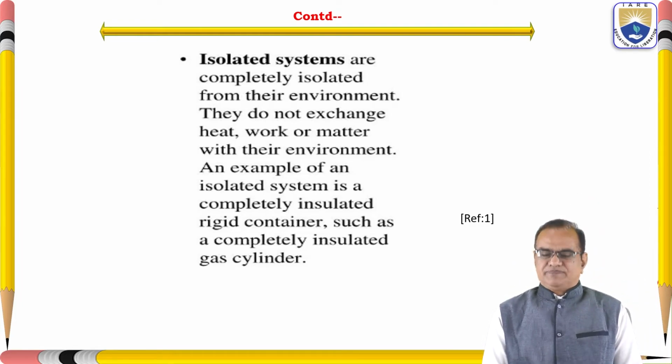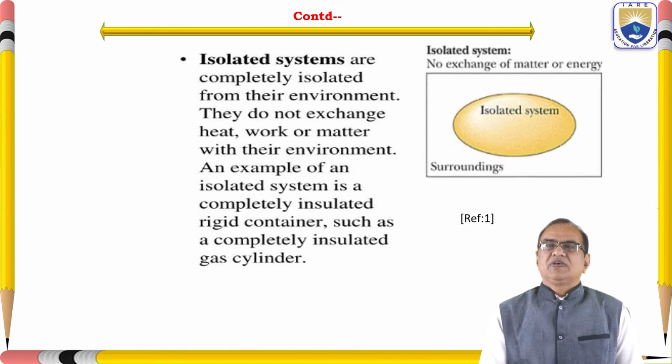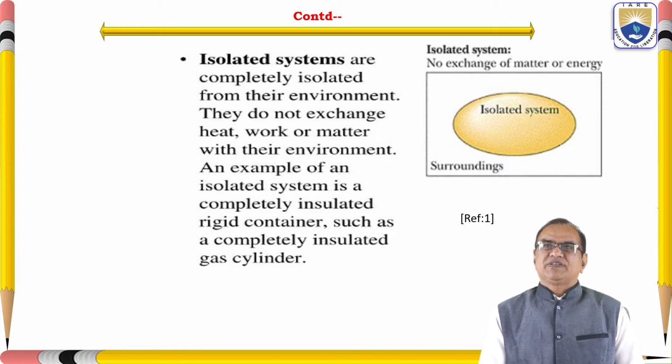Isolated system. So what is the isolated system? Isolated systems are completely isolated from their environment. They do not exchange heat, work or matter with their environment. An example of an isolated system is a completely insulated rigid container, such as a completely insulated gas cylinder.